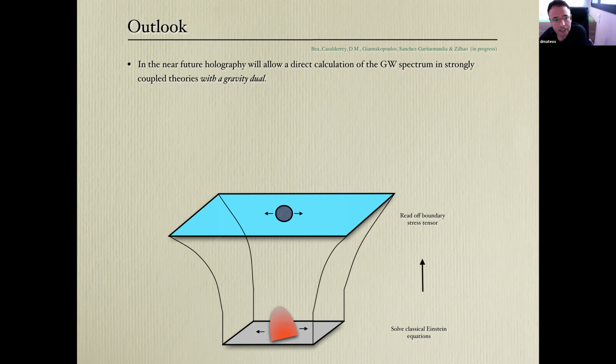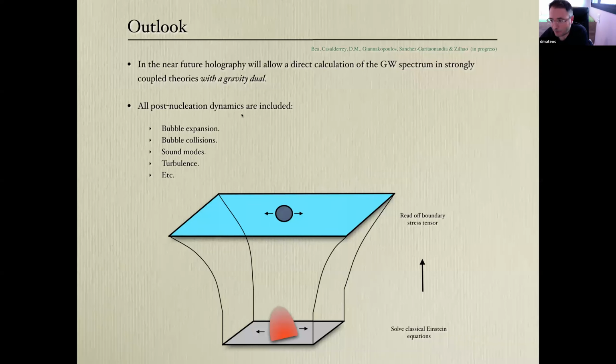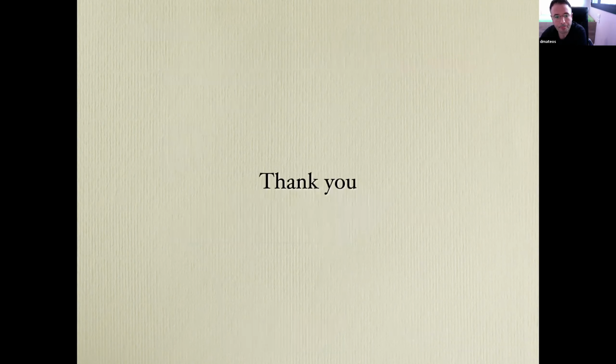What I mean by this is that all the post-nucleation dynamics is included when you read off the boundary stress tensor from the evolution of Einstein's equations here. You don't have to extract a bubble velocity or other parameters. It's all included. Once you specify the gauge theory with the gravity dual, it's all included in this stress tensor. Bubble expansion, bubble collisions, the effect of the sound modes, even turbulence, all of that is included. So you just take that stress tensor and you compute with it the emission of gravitational waves in the linearized approximation, and that's the result. Thank you.